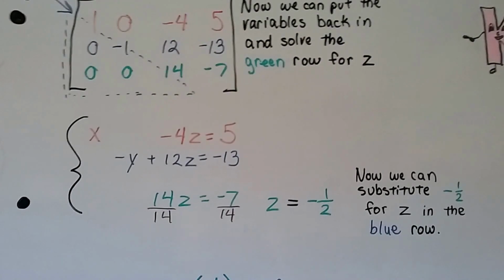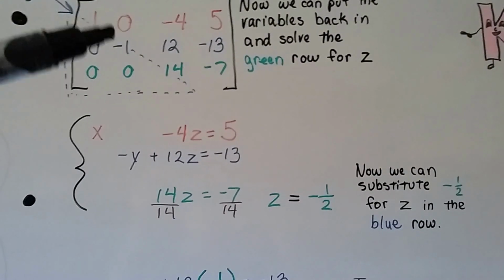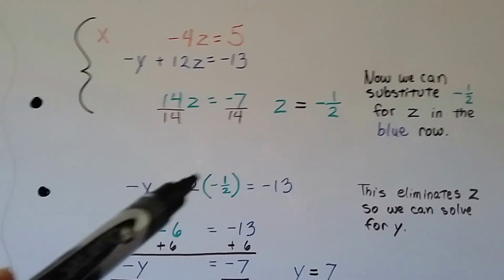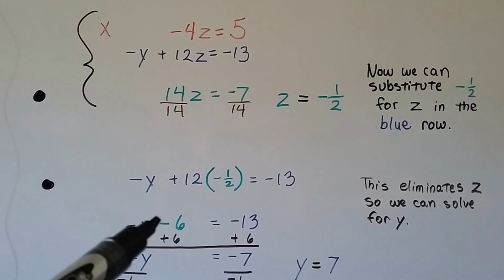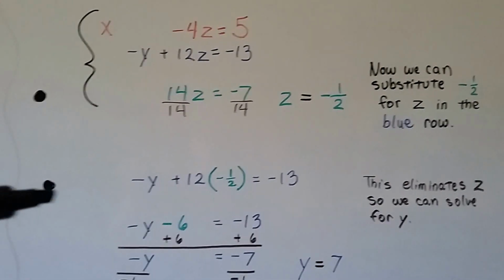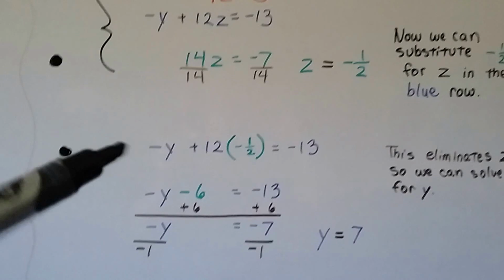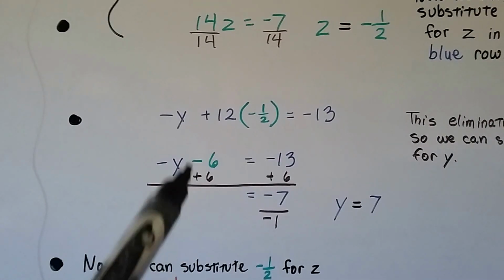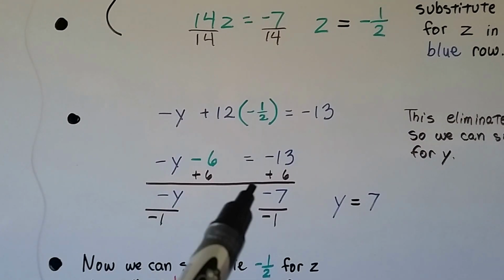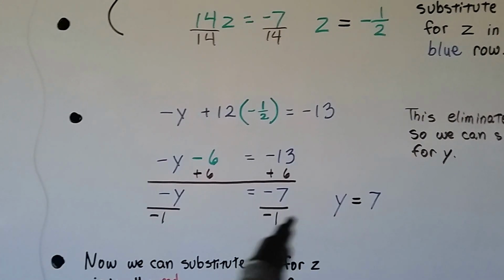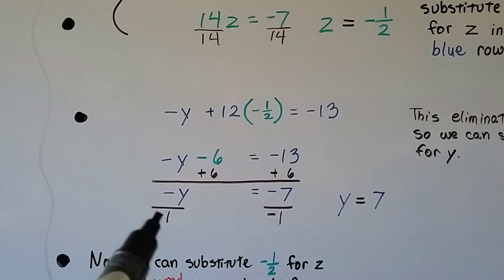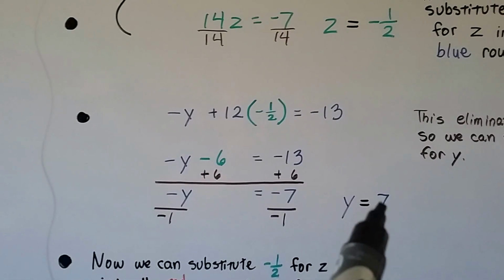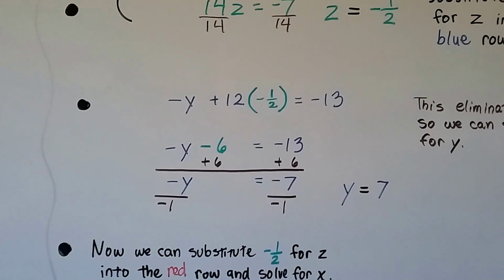Now we can substitute -1/2 for z in the blue row. We put that -1/2 here in place of z, and we do our multiplication, and we get a -6. This is going to eliminate z, and now we can solve for y. We add a 6 to both sides of the equation to create a 0 pair right here, additive inverse, and we get -y equals -7. Divide both sides by, there's an invisible 1 here, isn't there, by that invisible -1. That's right in front of here. And it turns that y into a +7, okay?